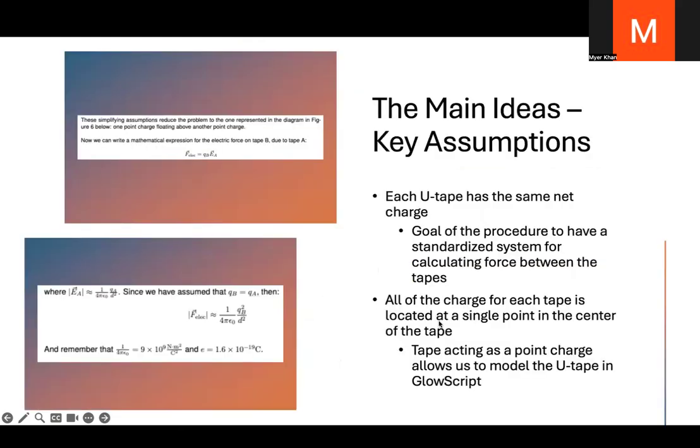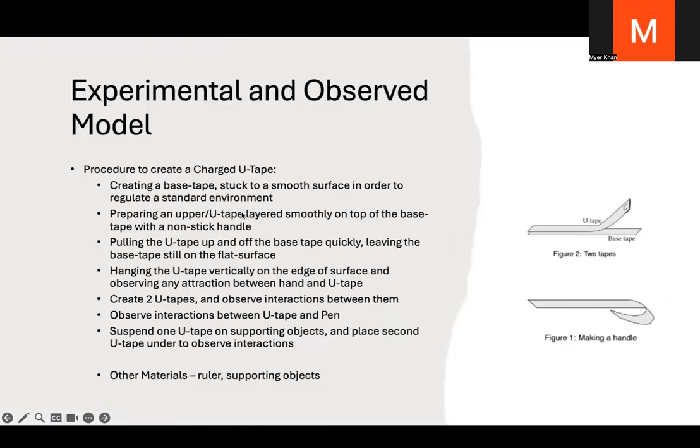So going more into our assumptions now, we had to make two key assumptions to translate our experimental model to our computational model. The first was that each U-tape has the same net charge, allowing us to calculate and translate force between these tapes, as shown in the images on your left. The second was essentially that each tape acted as a point charge, allowing us to compute our charges further, extrapolating in flow script.